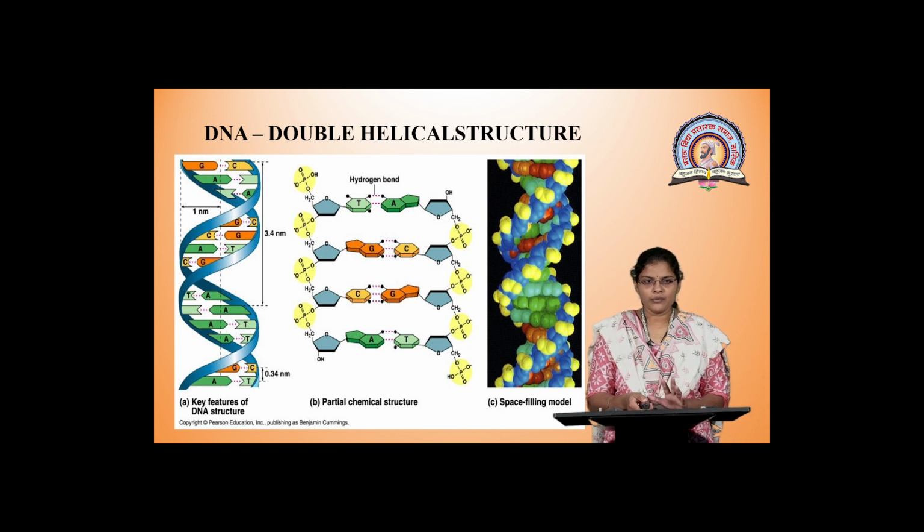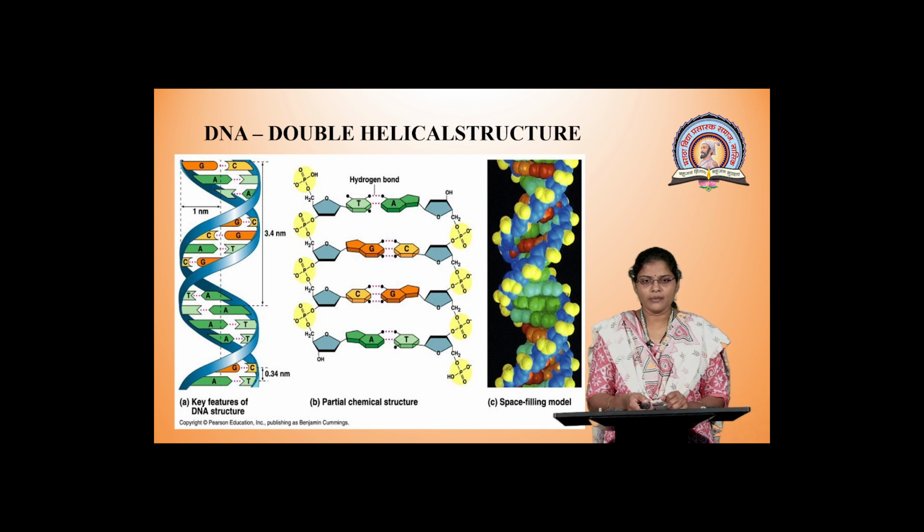There are three types of DNA double helical structure representations. The first one shows the key features of DNA structure, in which we can see the distance between two base pairs is 0.34 nanometer. The second feature is that the distance between two helical turns is 3.4 nanometer.